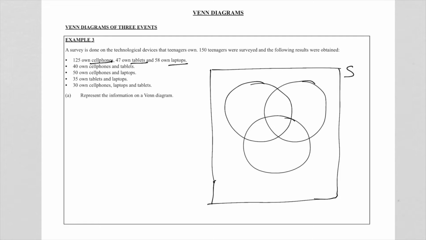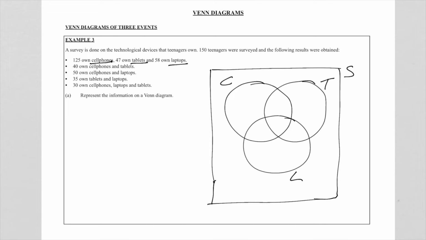So I'm going to use a C to represent cell phones, a T that represents tablets, and L that represents the laptops. Now, like we said in the two event Venn diagrams, we always start from the middle. So before we do anything, we need to know what this will be. So you need to go to your information and we want to know how many own all three devices that we will put in here.